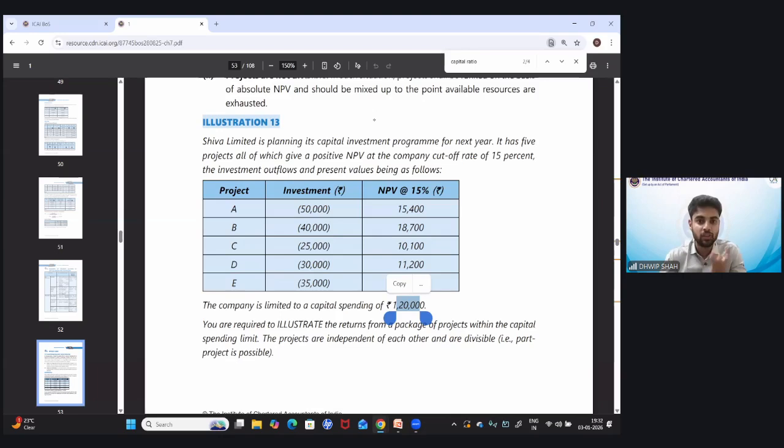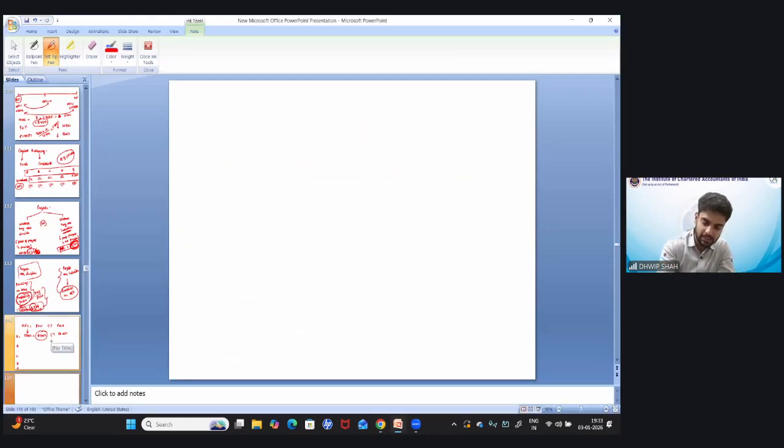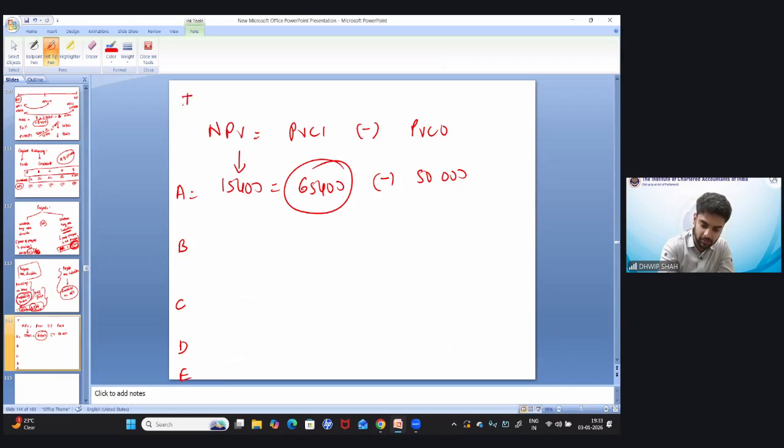Are you getting this? So let's see what the question is saying. You are required to illustrate the returns from a package of the projects within the capital spending limit, that is within this spending limit of 1,000. The projects are independent of each other and divisible. Tell me, what is the question saying? The projects are divisible. Can I say this is scenario 1? Projects are divisible, meaning part of a project is also possible. Yes or no?